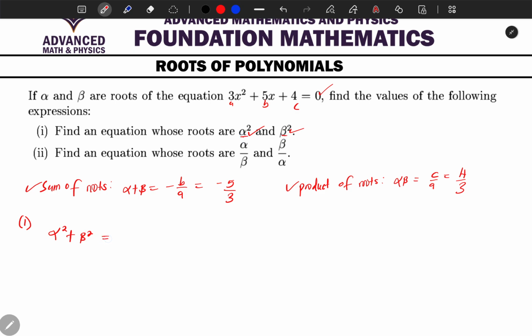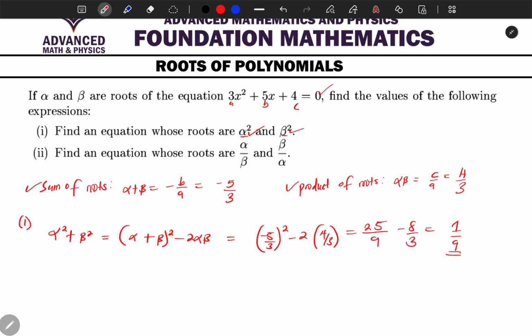Which will be equal to what? Alpha plus beta squared minus 2 alpha beta. We need to know these expressions by heart, by the way. And that is going to give us alpha plus beta, which is negative 5 over 3, squared, minus 2 times 4 over 3, to give us 25 over 9 minus 8 over 3, to give us 1 over 9. That's the sum, right?